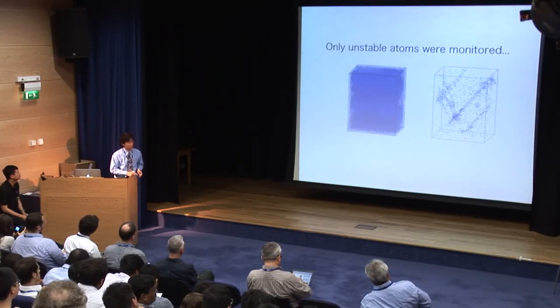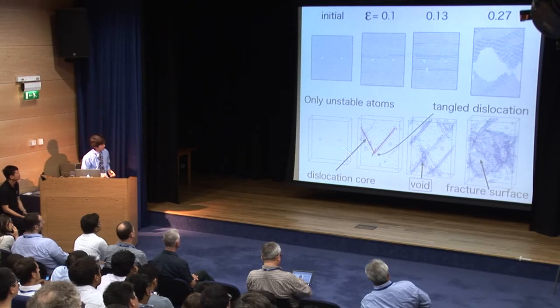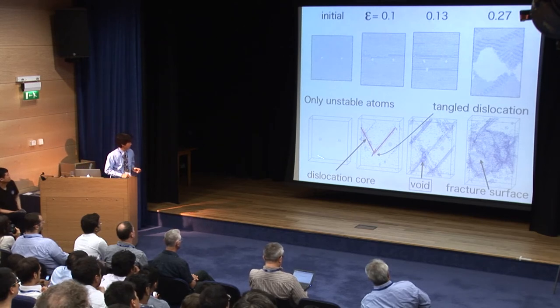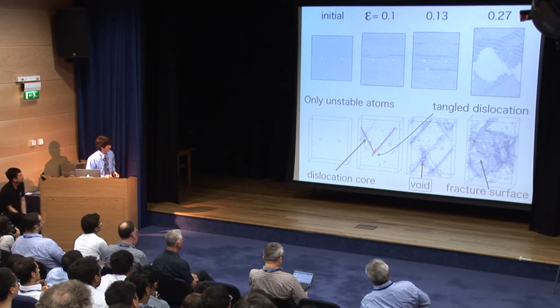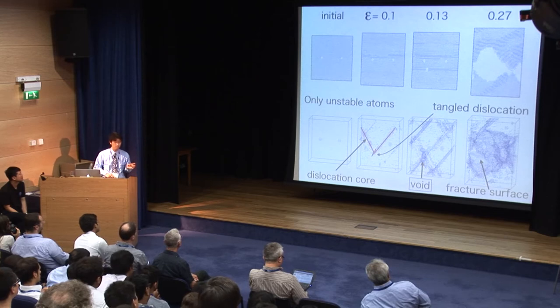So in this figure, only unstable atoms are shown in the MD cell by energy value. So we can clearly observe the dislocation cohorts. This is a previous figure, and in these figures only unstable atoms in the MD cell are shown. At the initial stage, we can observe some atoms near the vacancies, because the atoms near vacancies are a little bit unstable compared to the perfect crystal.